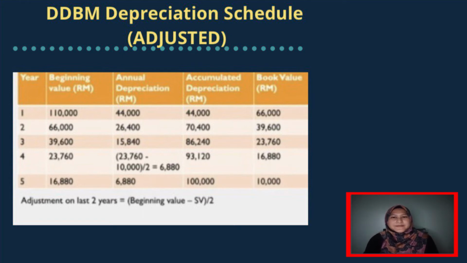Next, accumulated depreciation 86,240 plus 6,880 equals 93,120, and you must calculate the same way for year 5. Then the last book value, you will get the same value as the salvage value, which is 10,000.